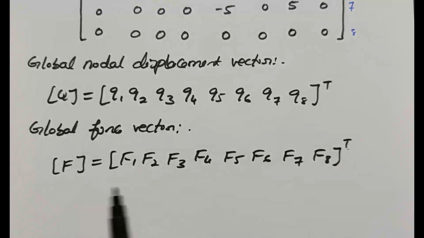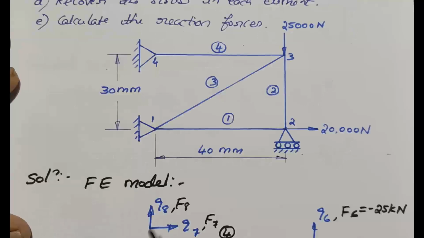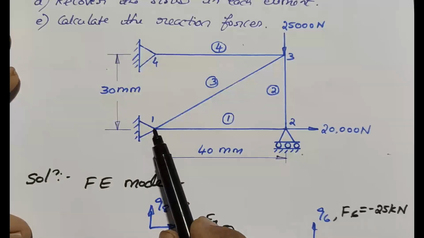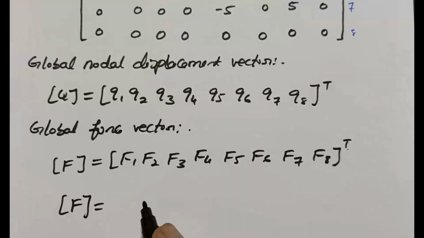Here we can write the values for this. F is equal to F1, F2. See node number 1, there is no applied load at node number 1, which means the corresponding nodal forces at node number 1, that is F1, F2, will be equal to 0. So F1, F2 is 0, 0.